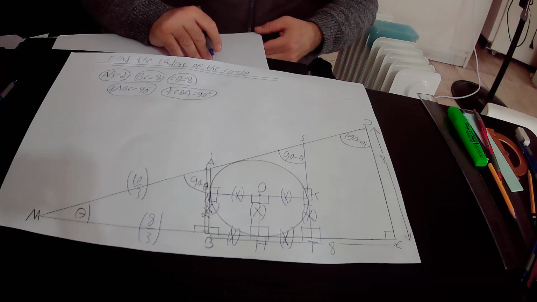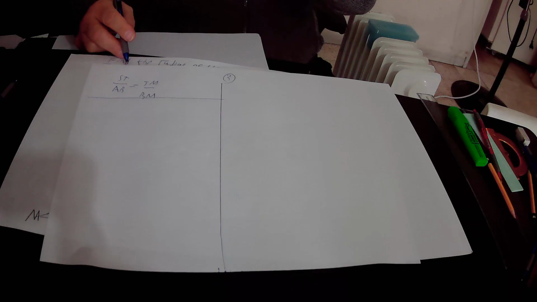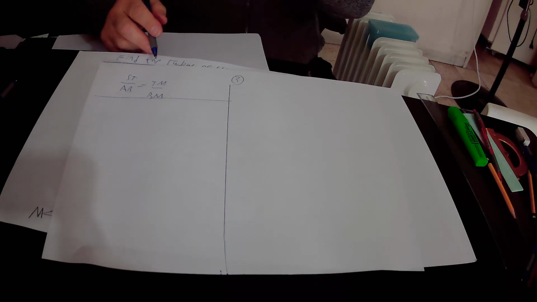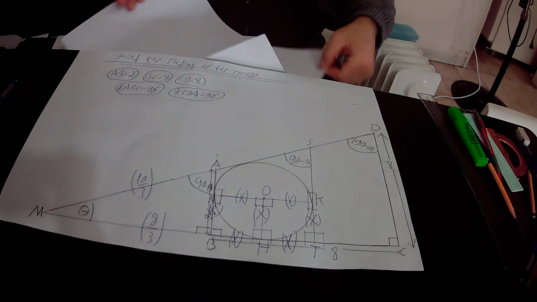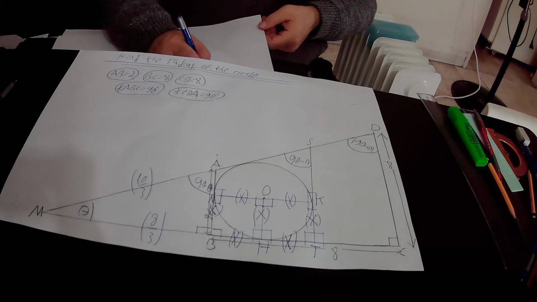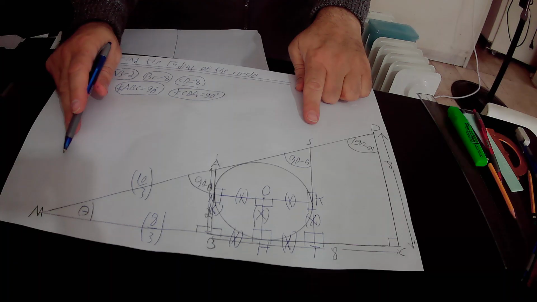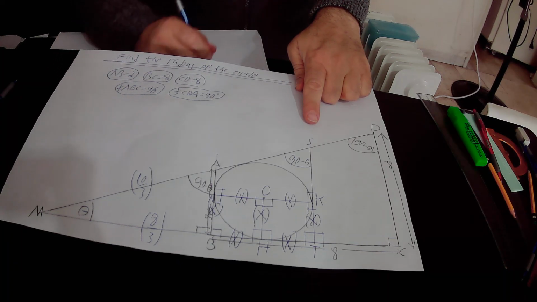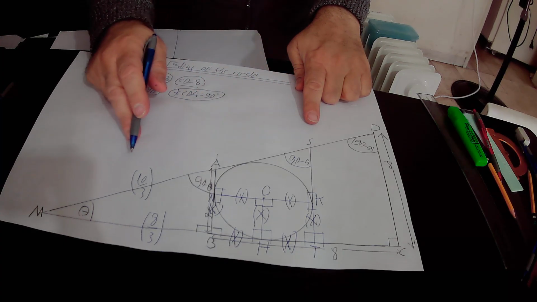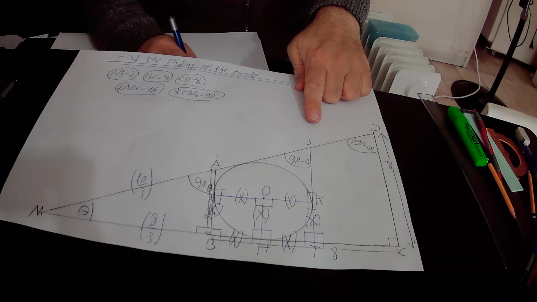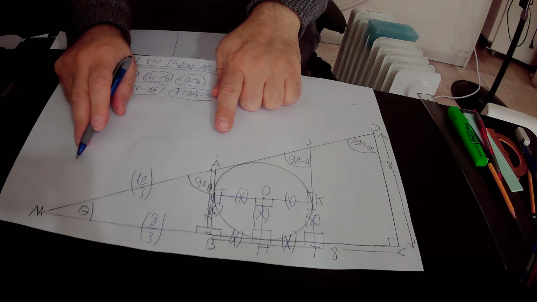Repeat again. So we derive that ST over AB equals TM over BM. And also that the hypotenuse SM in the middle triangle STM over the hypotenuse AM of the smallest triangle MBA is equal to the same ratio.